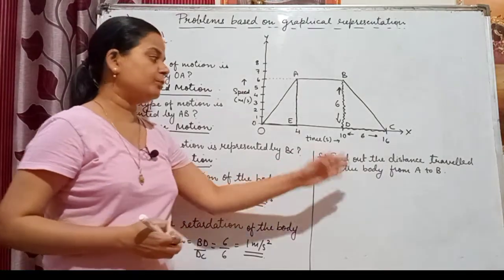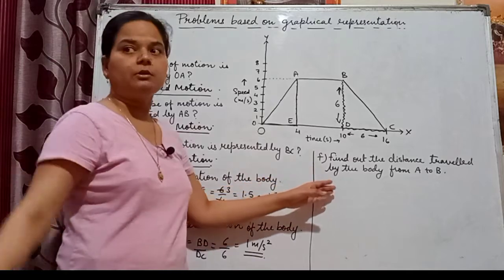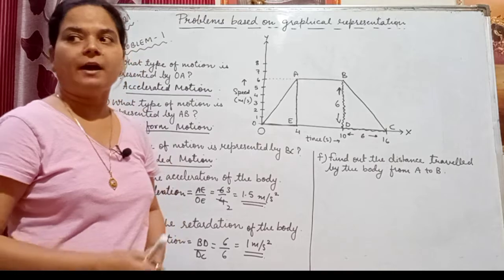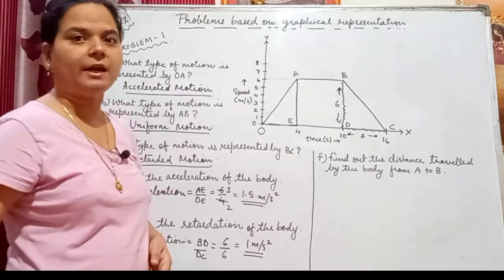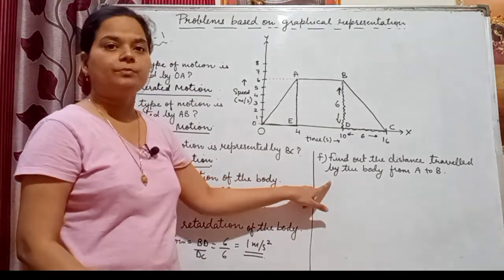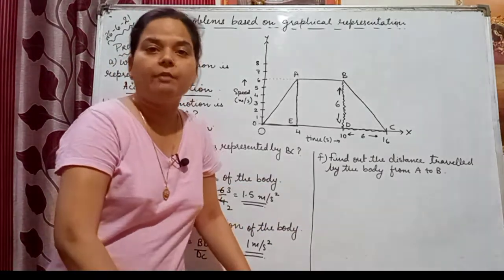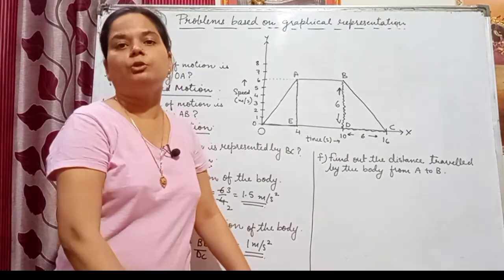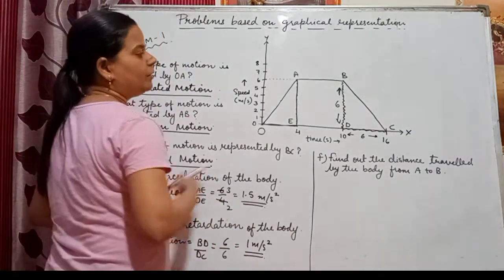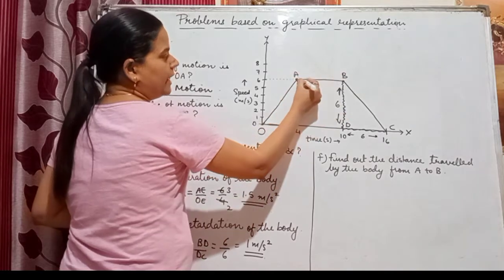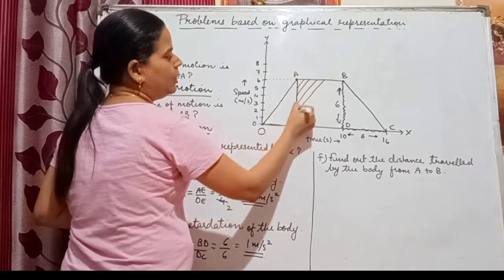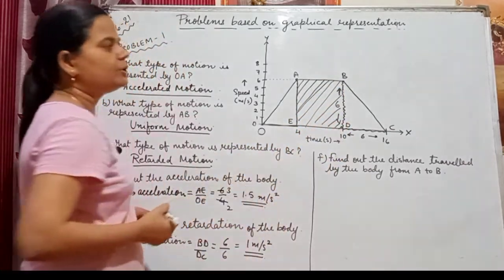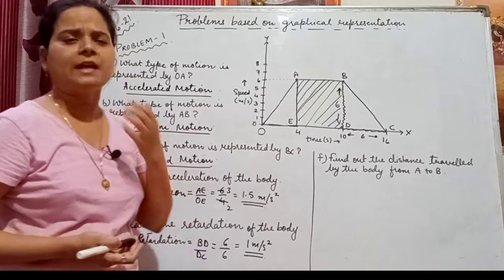Now if we come to the last part of the question, find out the distance travelled by the body from A to B. Here we all know that whenever we need to find out the distance from a graph, we just find out the area below the graph. So ultimately, asking you from A to B means we have to find out the area below AB. So we have to find out this area, correct? This is a quadrilateral, and you can say this is a rectangle actually.